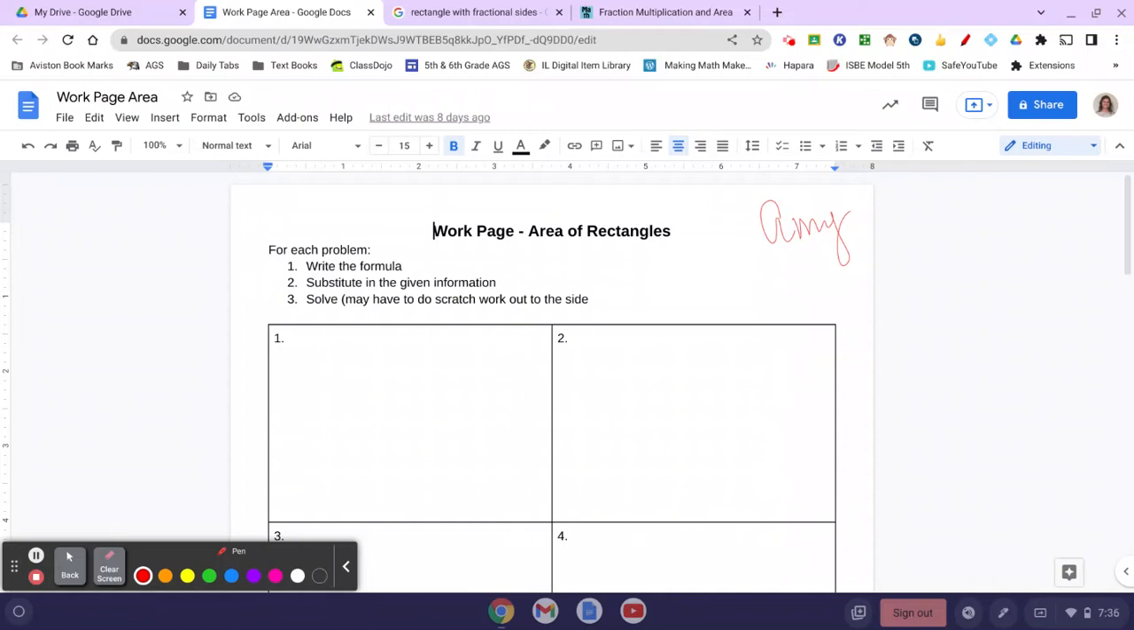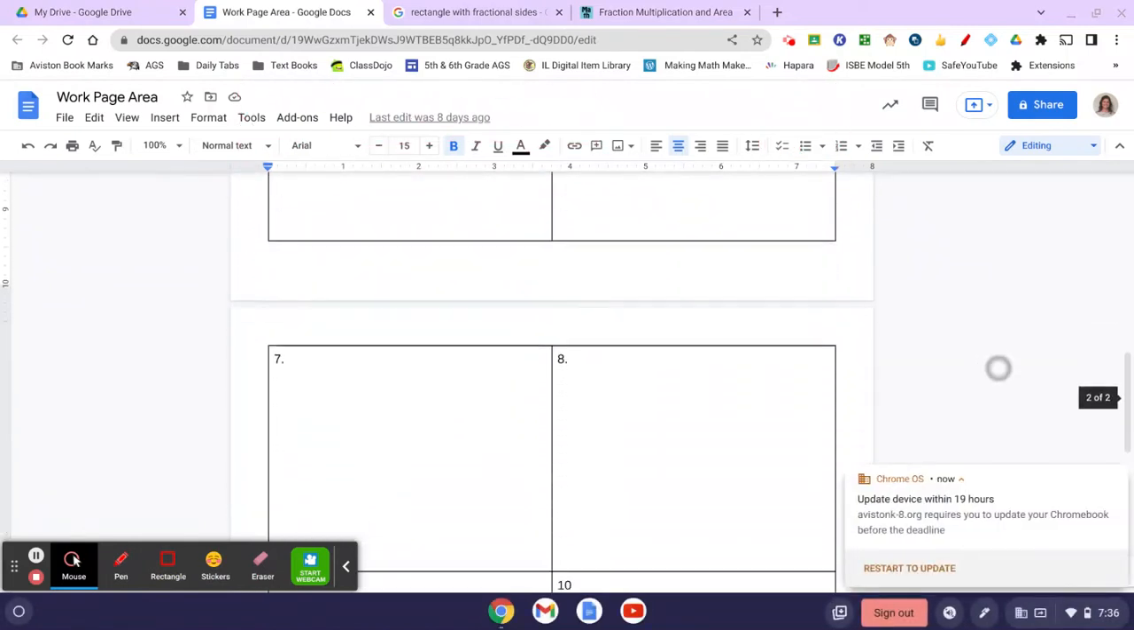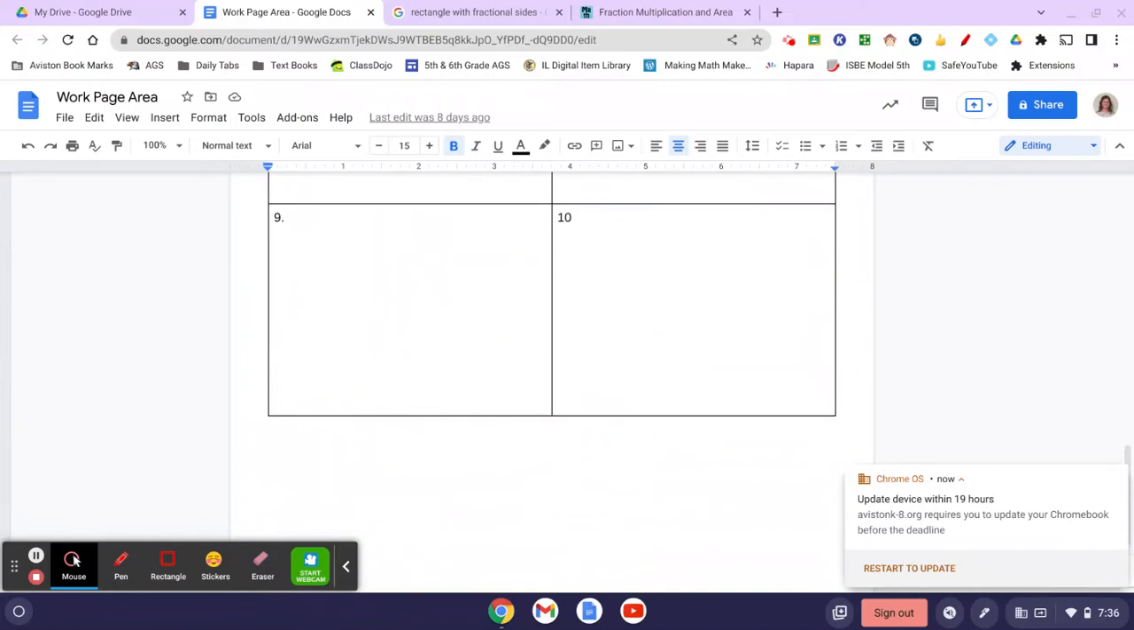Then it says, for each problem, write the formula, substitute in the given information, and solve. You may have to do scratch work out to the side. So I want you to circle this so that you do not forget that to get full credit on this assignment, you have to show all work. Once you have that written, I want you to flip to the back side and go to box number 10.